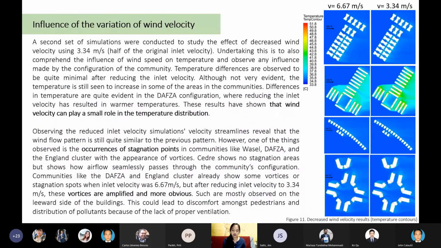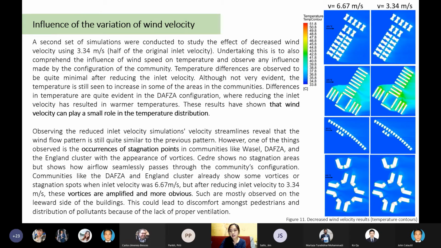I also would like to mention that I had enough time to simulate a second set of results. This was to study the effect of decreased wind velocity using 3.34 meters per second. In my first set of simulations, I used 6.67. In my second set, I only used half of that, half of the original inlet velocity. You can see the results on the right-hand side here.